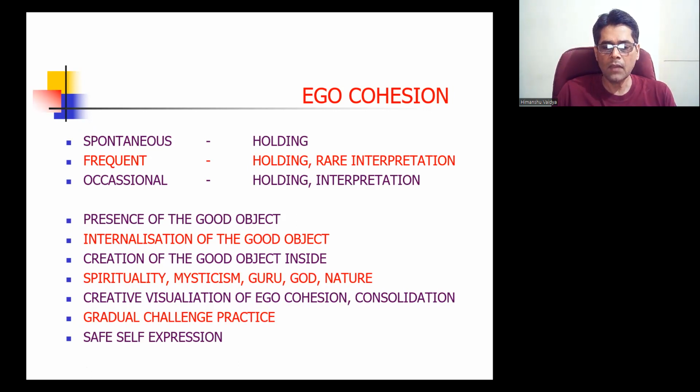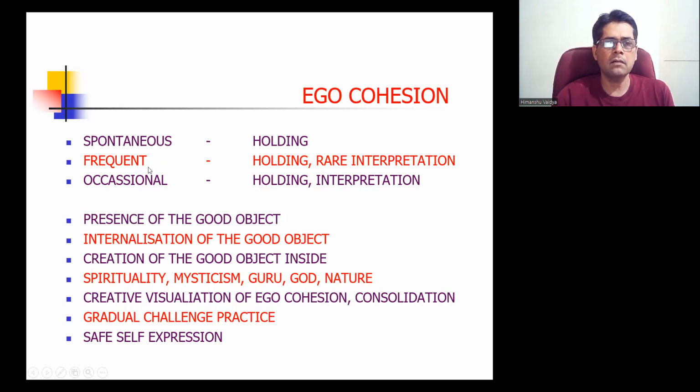Second important psychological issue is ego cohesion. Very important from a cohesion point of view. Kohut talks about three different types of self and corresponding ego cohesion or disintegration. One, the psychotic self, where disintegration is spontaneous.